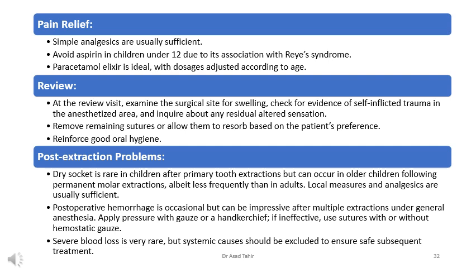Post-extraction problems. Dry socket is rare in children with primary tooth extractions, but can occur in older children following permanent molar extractions, albeit less frequently than in adults. Local measures and analgesics are usually sufficient. Postoperative hemorrhage is occasional but can be impressive after multiple extractions under general anesthesia. Pressure with gauze or a handkerchief. If ineffective, use sutures with or without hemostatic gauze. Severe blood loss is very rare, but systemic causes should be excluded to ensure safe subsequent treatment.